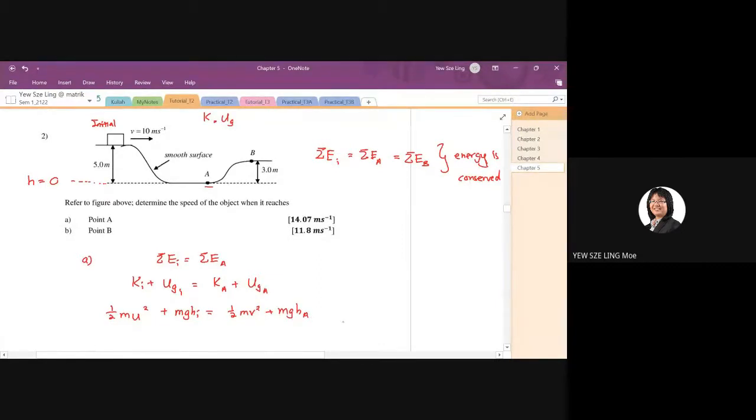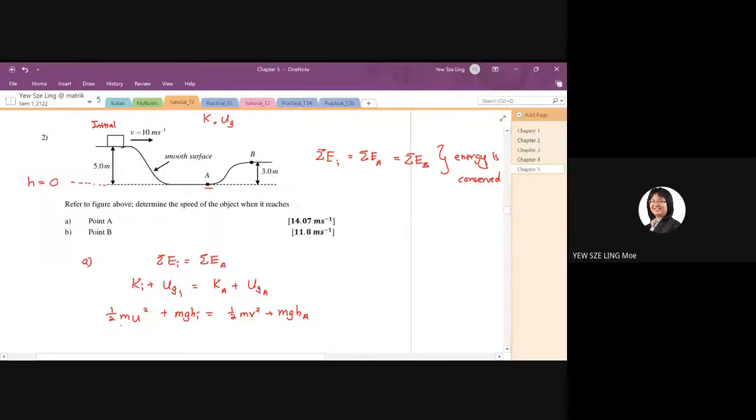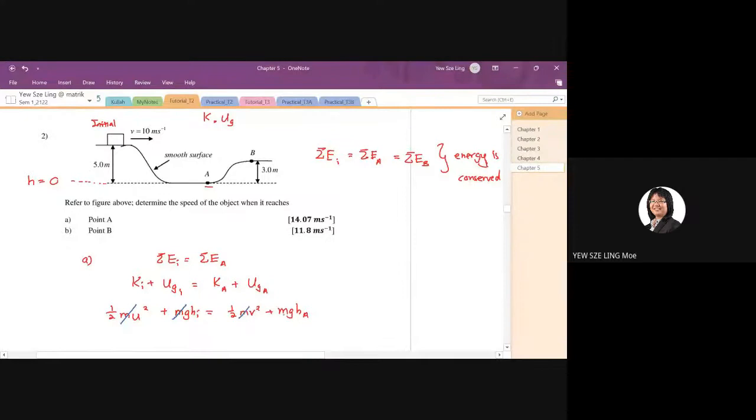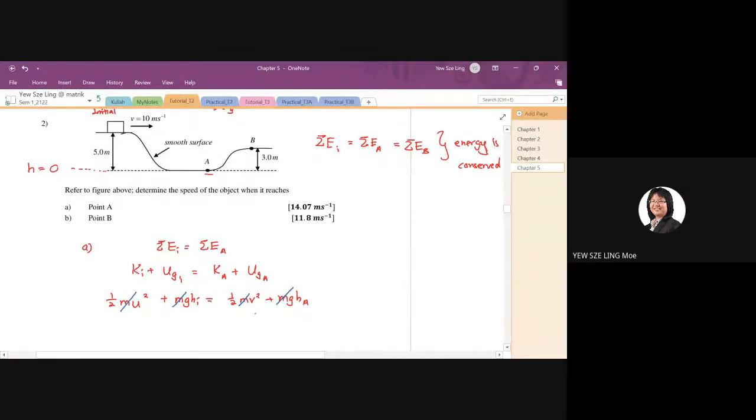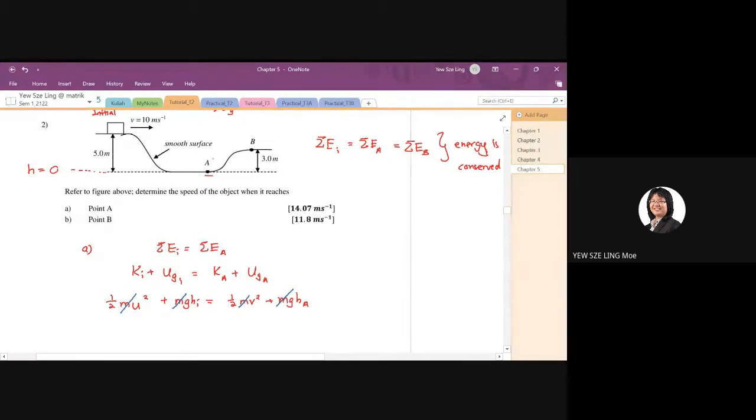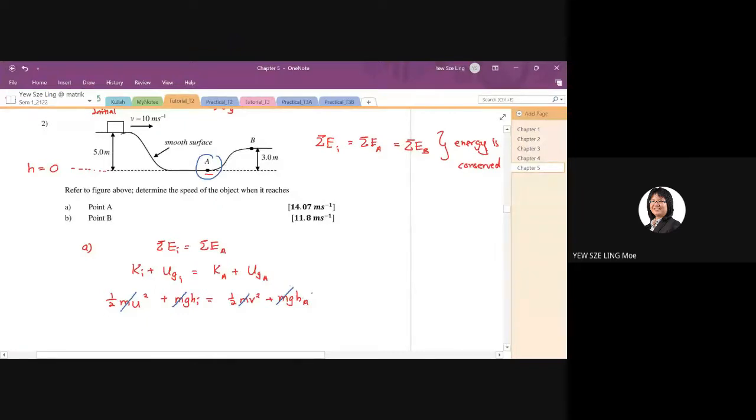A. Okay, so again, when it comes to these questions, the thing that you can throw away in the equation is m, because all of them refer to the same object. They have the same m. You are looking at the same object. And then another thing that we can remove from our equation is the UG for point A. Why? Because at point A, your hA is equal to 0. So this whole thing, you can just remove it.